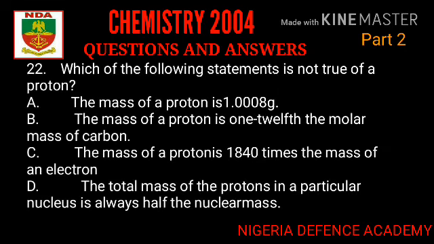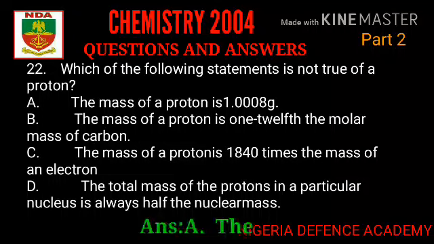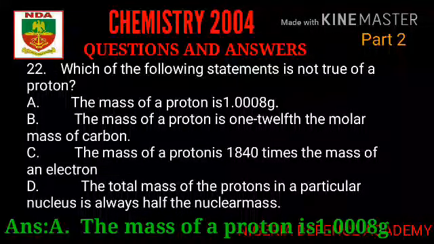Which of the following statements is not true of a proton? Option A, the mass of a proton is 1.008 gram. Option B, the mass of a proton is 1/12 the molar mass of carbon. Option C, the mass of a proton is 1840 times the mass of an electron. Option D, the total mass of protons in a particular nucleus is always half of the nuclear mass. So which of these options is the right answer? Well, I think the right answer here is option A. The mass of a proton is 1.008 gram. You're right. Option A is the right answer.